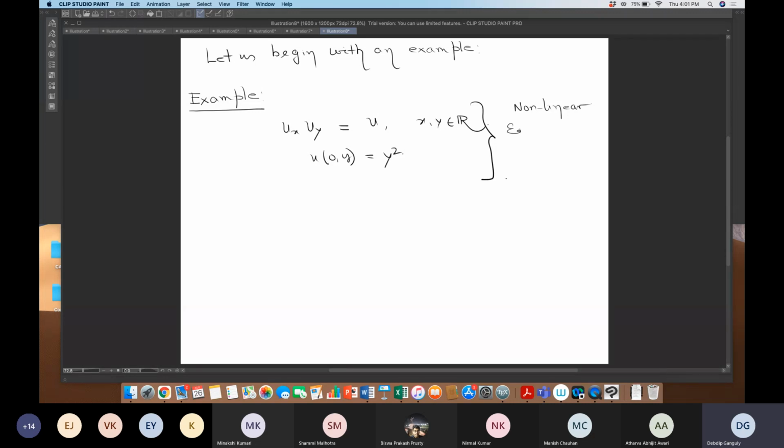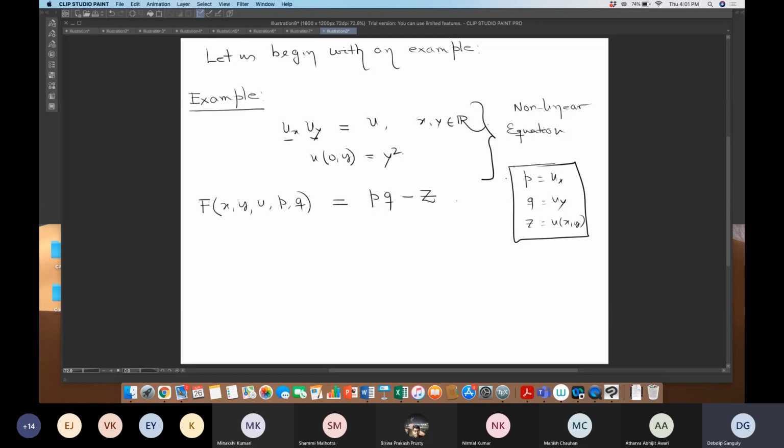Very good, because the coefficient has the highest order. Now you tell me, what is F of x, y, u, p, q? It is pq minus z. Excellent. Clear? Because your p is Ux, q is your Uy, and z equal to u of x, y.